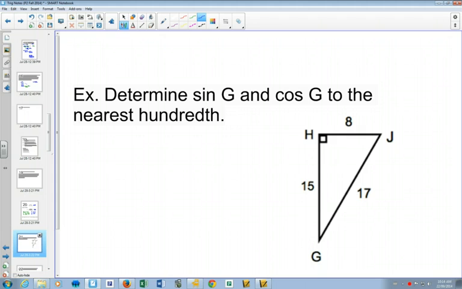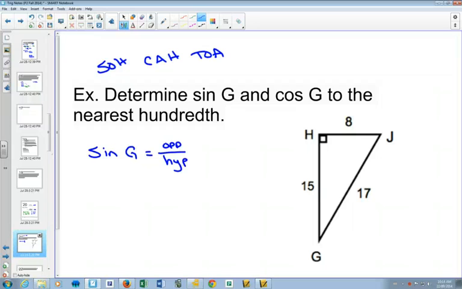So here we just want to find sine of angle G and cos of angle G. Now, sine, right? Here's SOHCAHTOA. Sine of angle G will be the opposite side over the hypotenuse. If I look at angle G, the opposite side would be 8. The hypotenuse would be 17. So we know that sine of G is equal to 8 over 17.